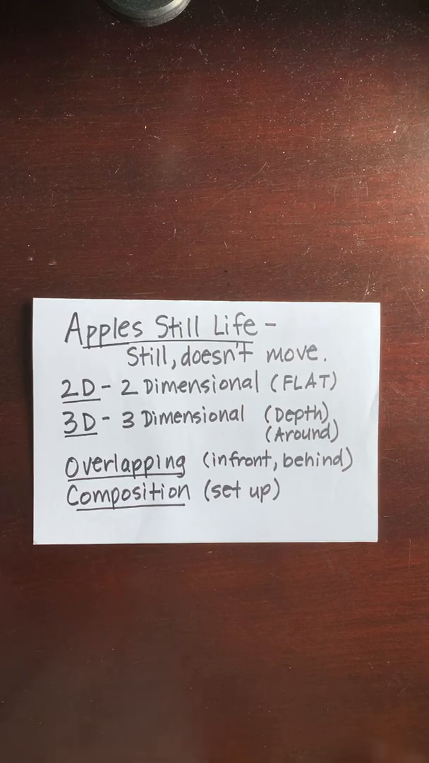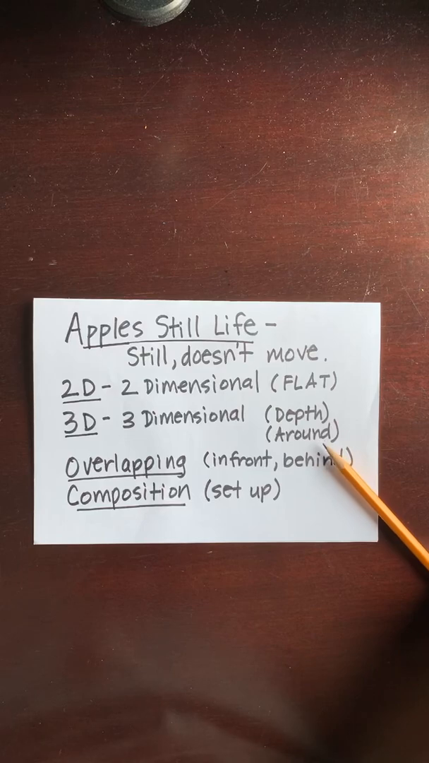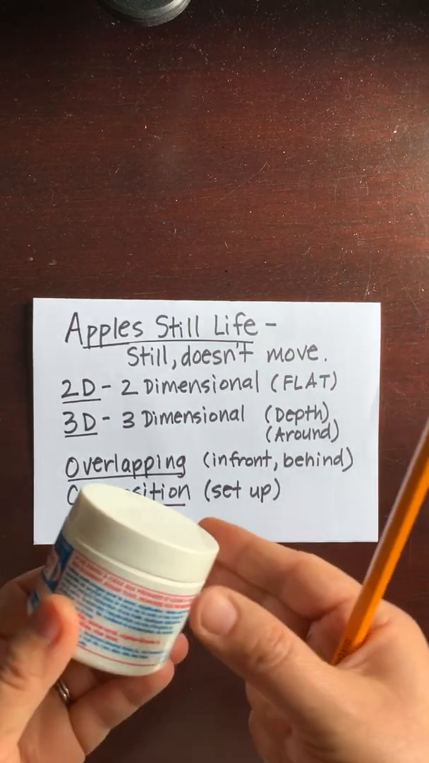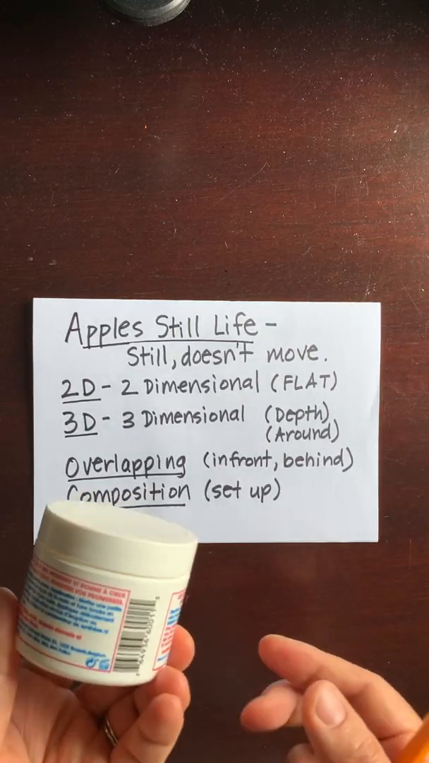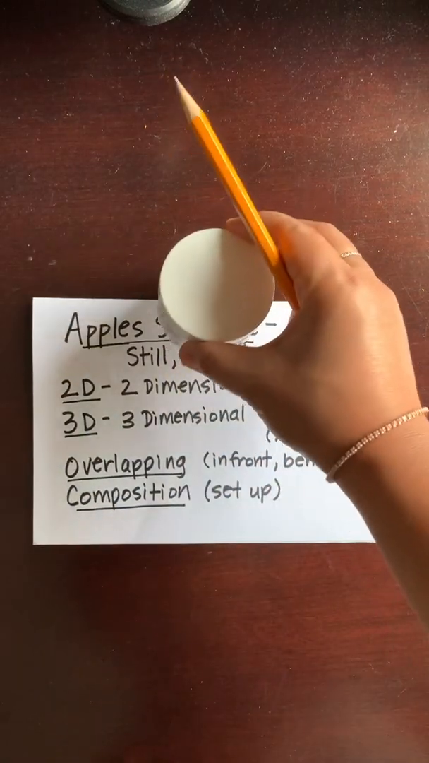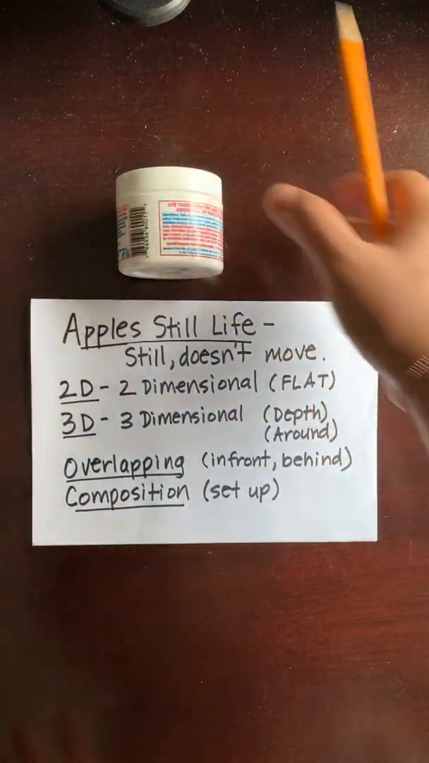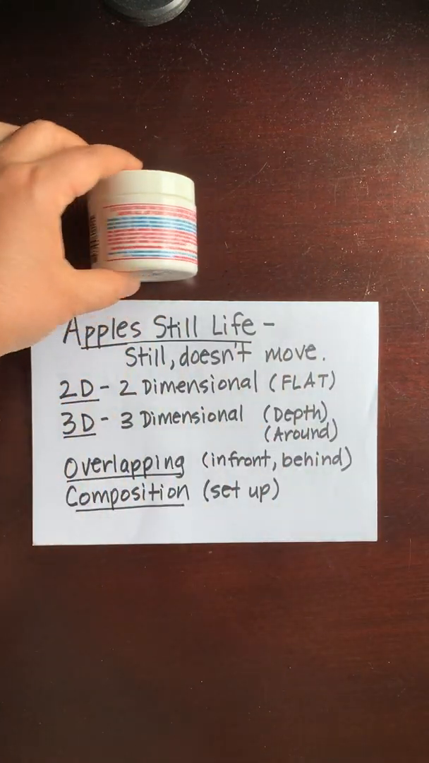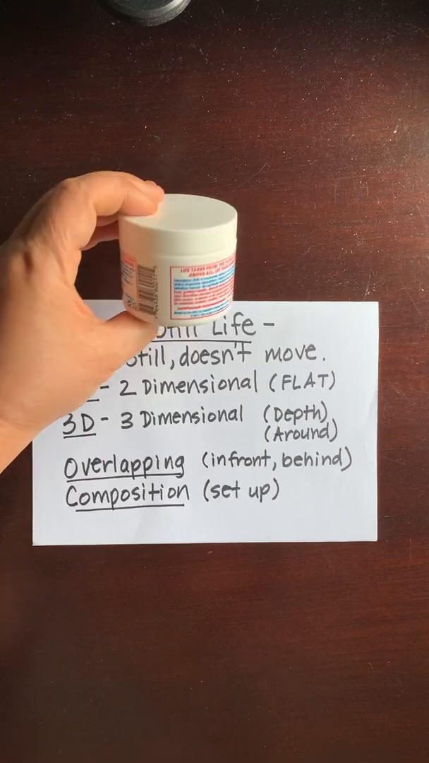Our next word is 3D or three-dimensional. Now, three-dimensional means depth or around. And what does that mean? That means that you can actually walk behind or around an object. So for instance, this jar here that I have, if I were to set this up here, then I could actually look to the sides. I could even turn it around and see the back.